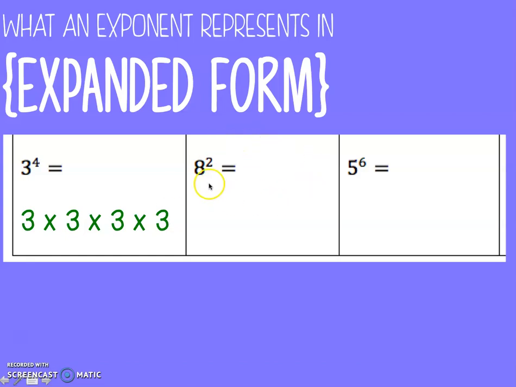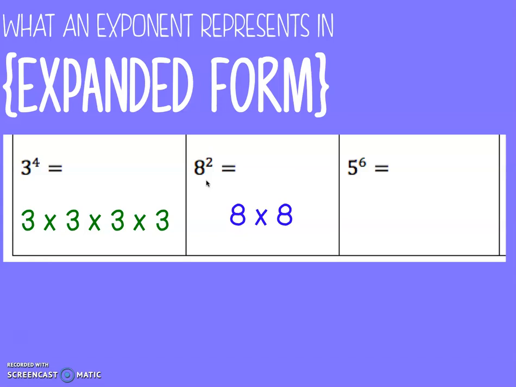All right, so we're going to go over here and do the same thing for 8 to the 2nd power. 8 to the 2nd power says we're going to multiply 8 by itself twice. So it would be an 8 times 8. That's written in expanded form.